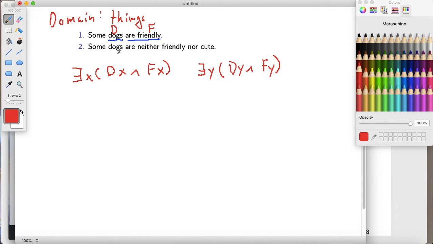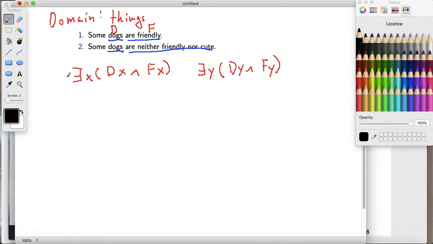Now, what about this one? Some dogs are neither friendly nor cute. So this is a slightly more complicated example. Again, the restrictor predicate is just dogs, but now the main predicate is "are neither friendly nor cute," right? And again, we're going to put those together with an and.